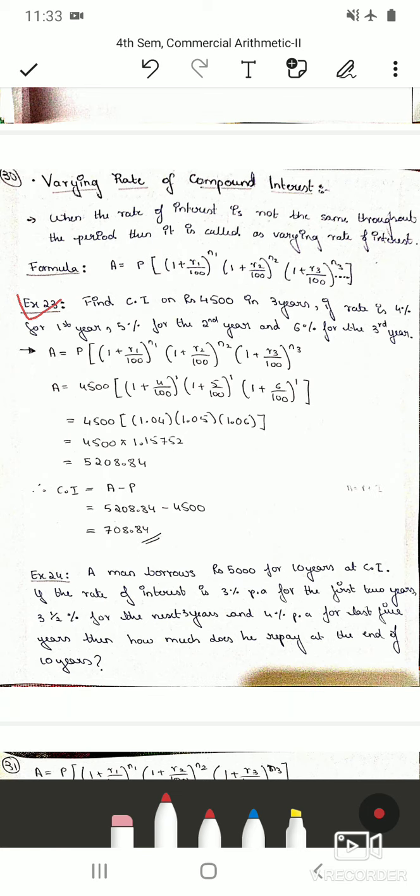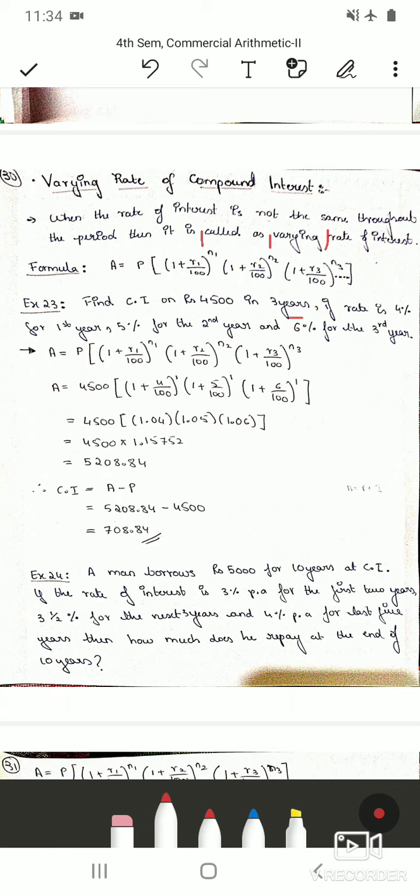So the first problem based on this is: find the compound interest on rupees 4500 in 3 years if the rate is 4% for the first year, 5% for the second year and 6% for the third year. So in this question what is asked? They have asked the compound interest, and the principal is 4500 and N is 3 years. We will see how these 3 years are divided, so what values we have to take for N1, N2, N3, or more if they exist.